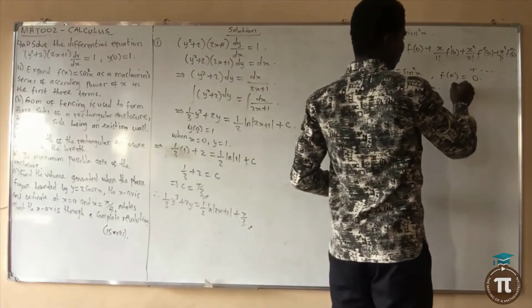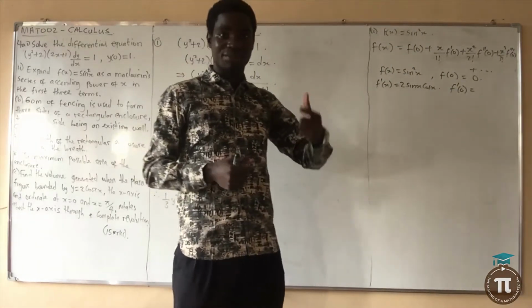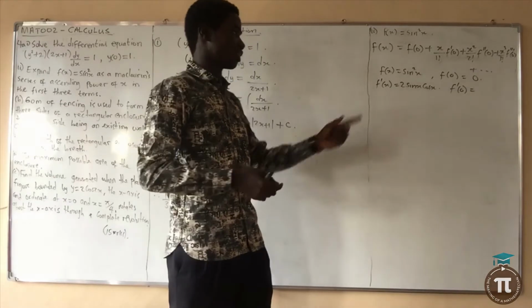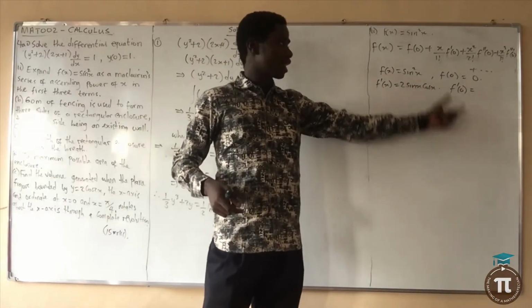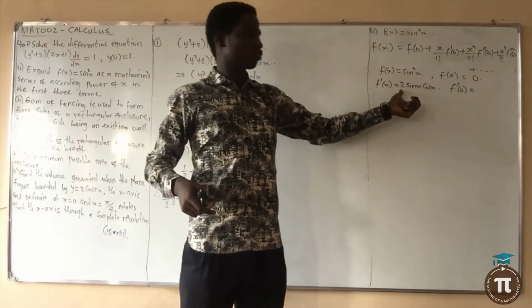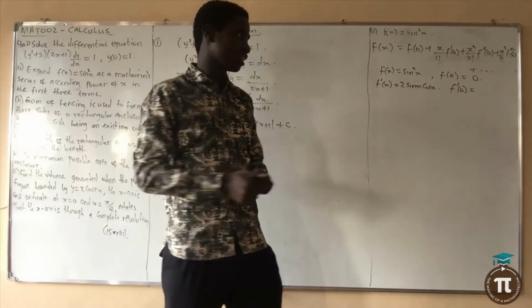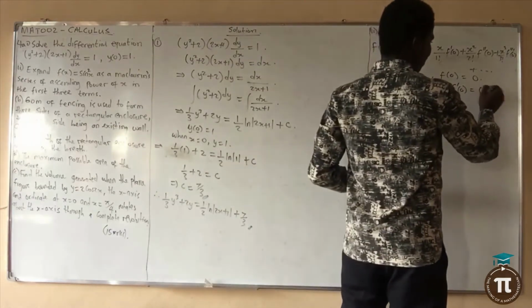So f prime of 0, you see. Basically, this is how you do power series, especially Maclaurin series. These are all what I need. I have gotten f of 0, the answer is 0. F prime of 0, that is 2 sine 0 cos 0. Sine 0 is 0, so 0 multiplied by anything is 0. So I have 0 as well.